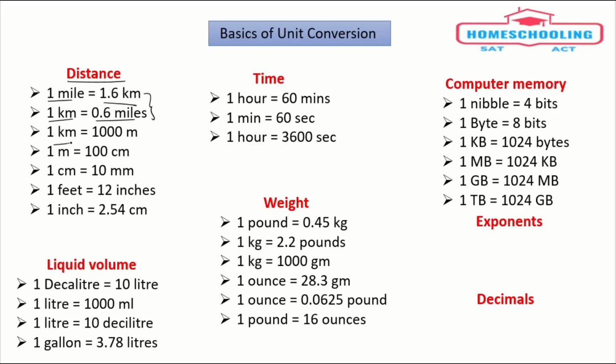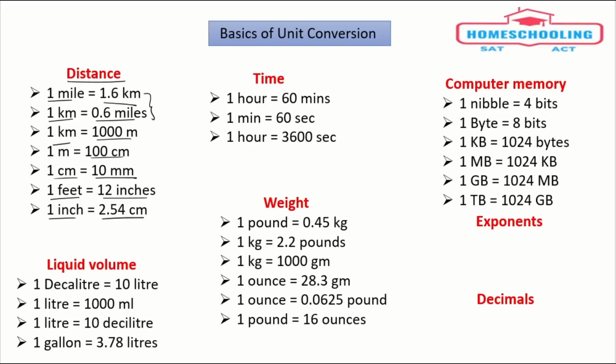Then after that, 1 kilometer is equal to 1000 meters. 1 meter is equal to 100 centimeters and 100 centimeters is equal to 10 millimeters. Then we have 1 foot is equal to 12 inches and 1 inch is equal to 2.54 centimeters.